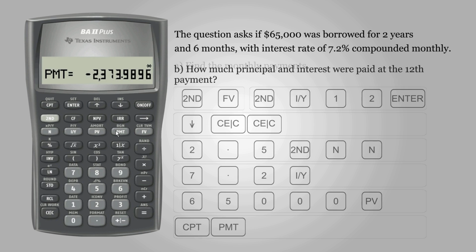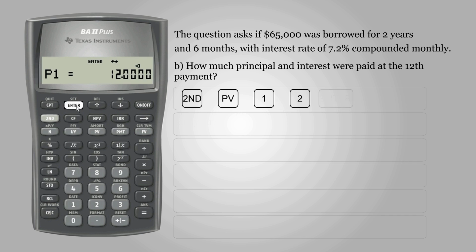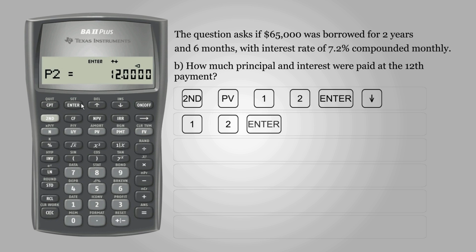For part B, press second and PV for amortization. P1 is the beginning period, so enter 12 and enter. Press the downward arrow. P2 is the ending period, so enter 12 again and enter. Press the downward arrow. The unpaid balance is represented by BAL.